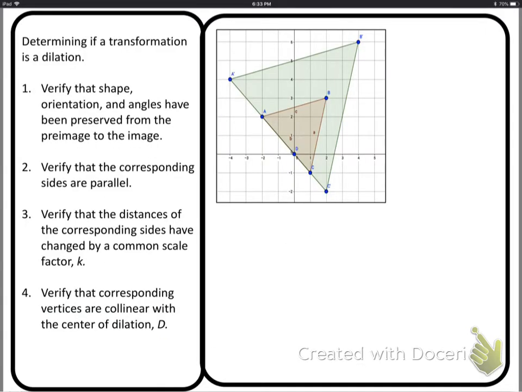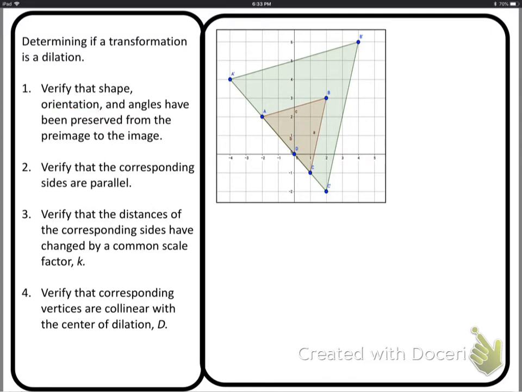Okay, example. Verify the shape, orientation, and angles have been preserved from the pre-image. So let's look at the shape. We're looking at a triangle here and a bigger triangle here. The shapes look to be preserved, right? They haven't twisted, they haven't flipped or anything. They're both triangles and they look the same. Now, orientation is where it doesn't move or flip or rotate. That's the same. And the angles have been preserved.